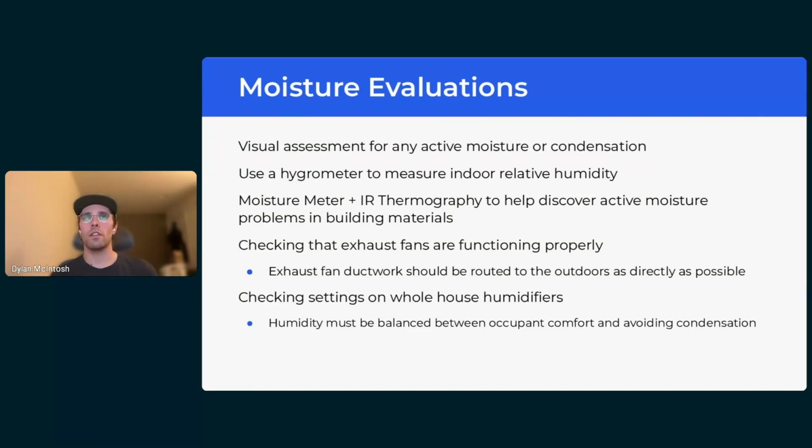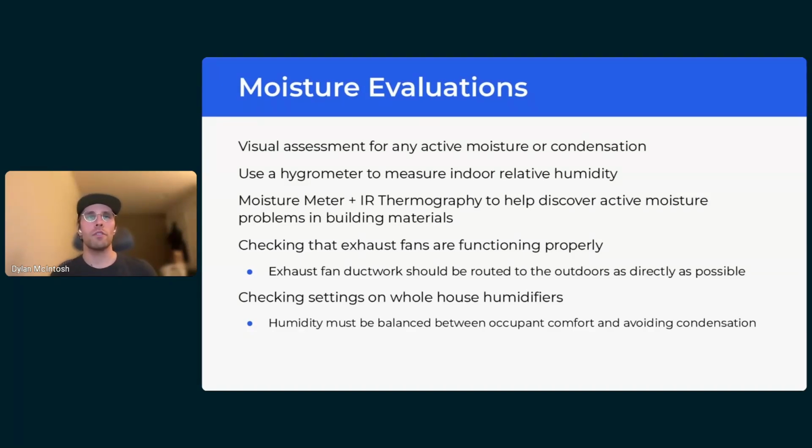Check that the exhaust fans are functioning properly, and that the ductwork is completed to the outside as directly as possible, without causing any leaks or letting moisture escape from the ductwork.